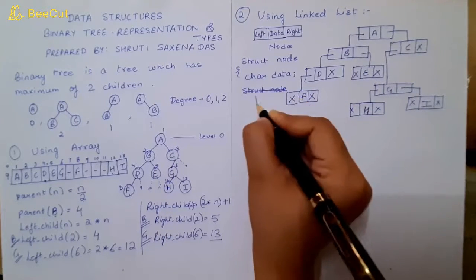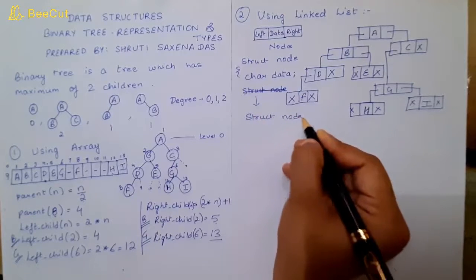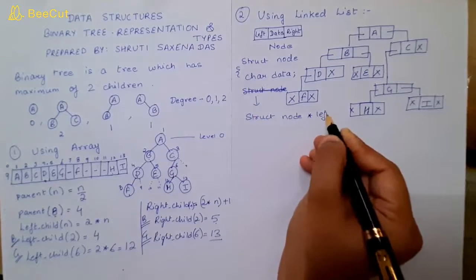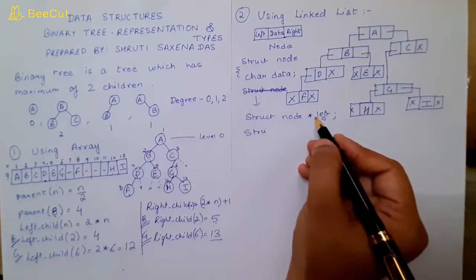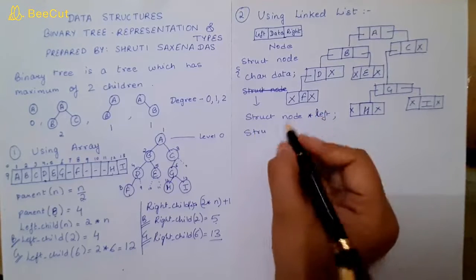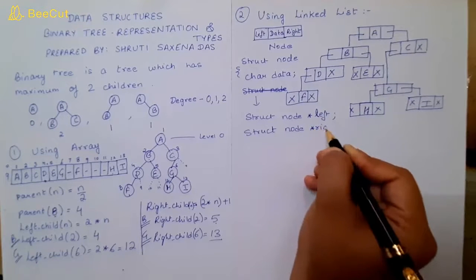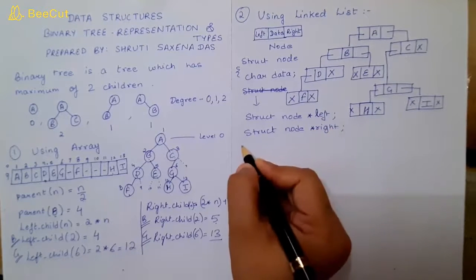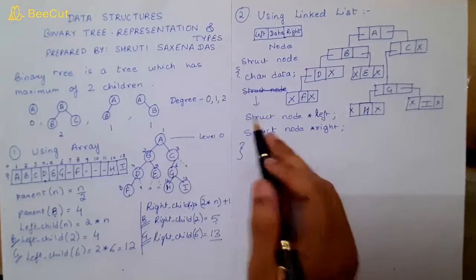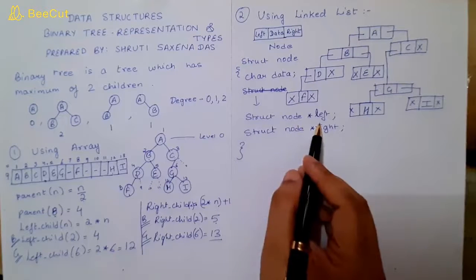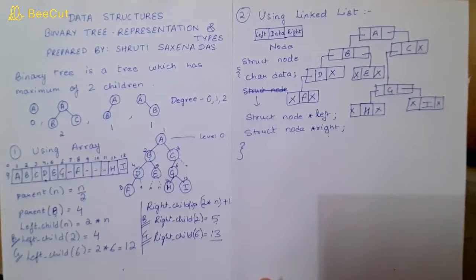I'll write it over here. Struct node left child. It's a pointer. There is no space between this pointer and left. Okay, it's a pointer name. Struct node right child. Okay, so this will be the structure. So we'll be having 3 fields: char data, struct node left, struct node right. So we'll be having structure like this.